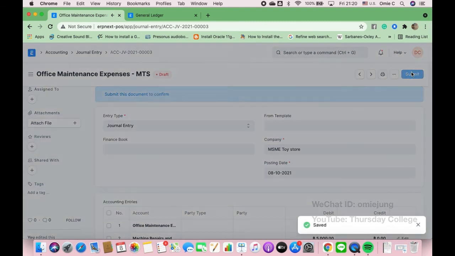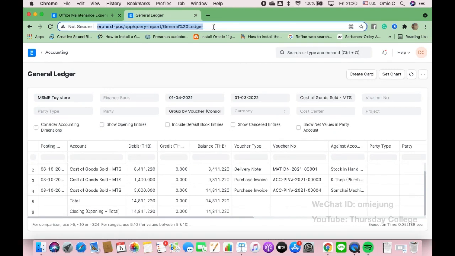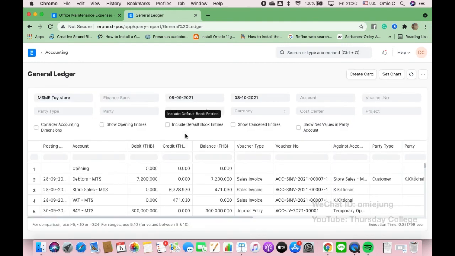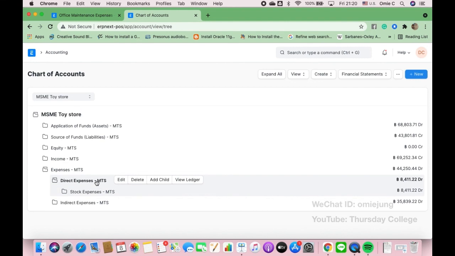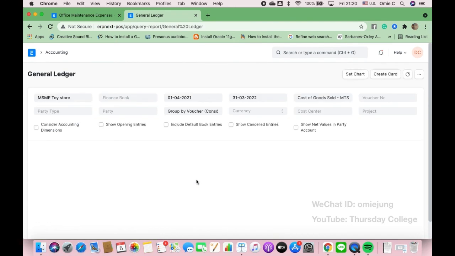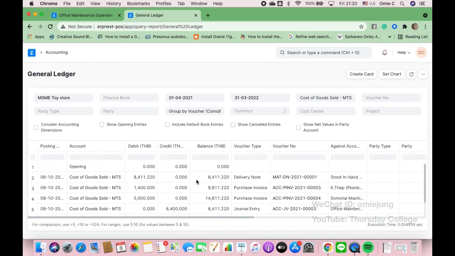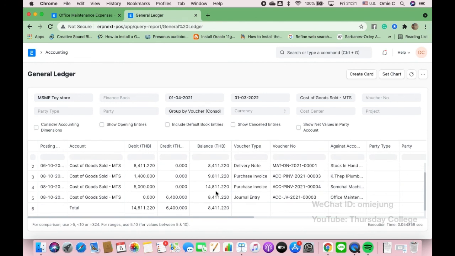So we just save and then submit. After we save and submit, if you come back to see the ledger, the cost of goods sold will be removed. Actually, let's say we credit it out. In the cost of goods sold, I think I need to go back to the chart of account, and in the direct expense, in the cost of goods sold, if you see the ledger you will see these two are debit and credit, they just compensate each other. So the 8411, this one is the opening balance, is going to come back.